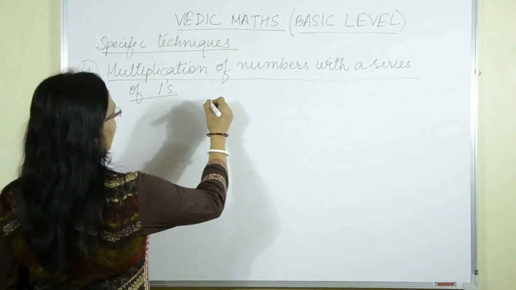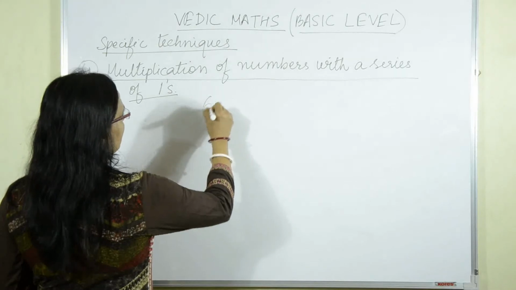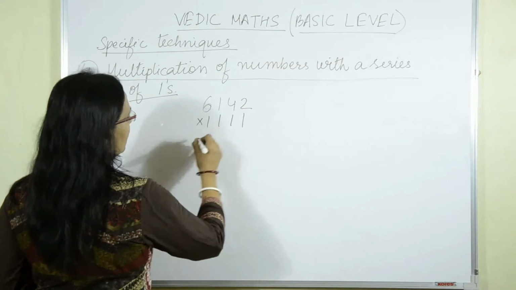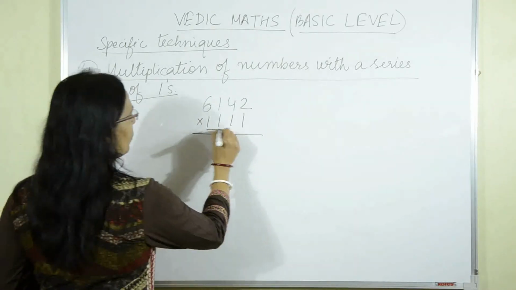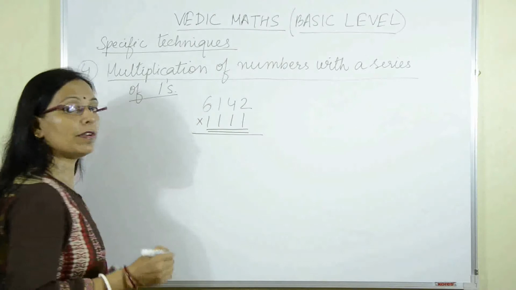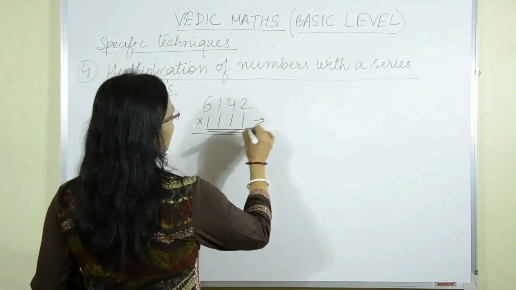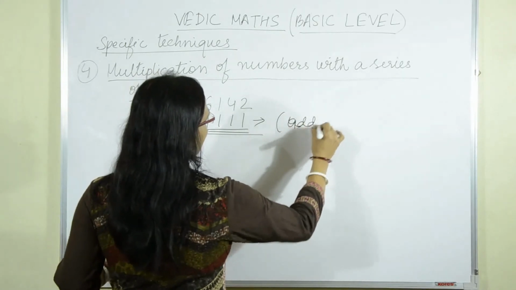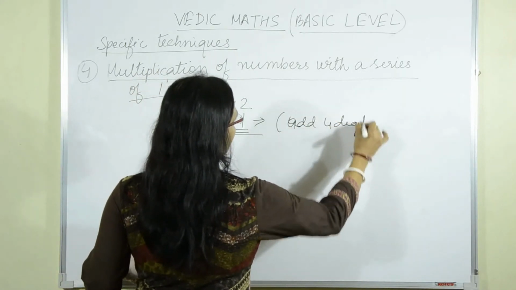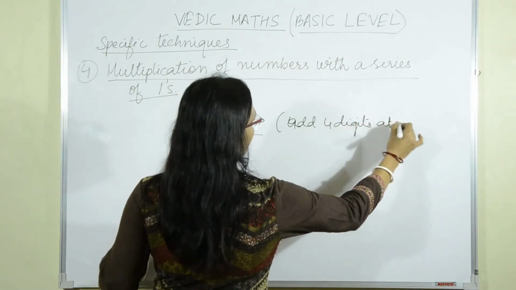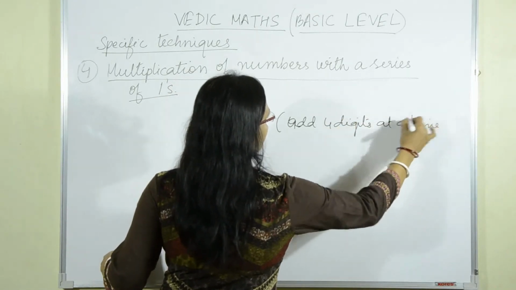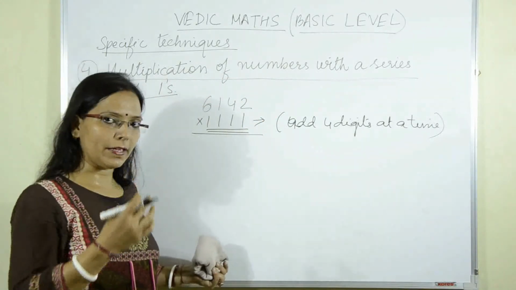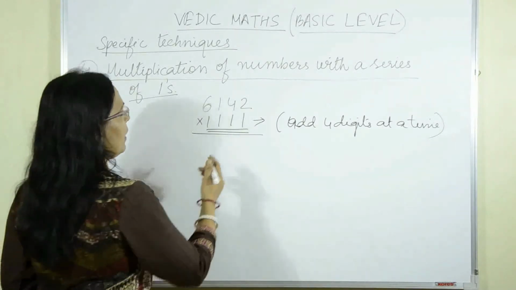For example, I have 6, 1, 4, 2 multiplied by 1, 1, 1, 1. How do we do it? So when there are 4 digits in this number, 4 ones, I can add at most 4 digits at a time. Now how do I do it? I'll start from adding 1, then 2 digits, then 3, then 4, then again back to 3, 2 and 1. Let us see how it is done.